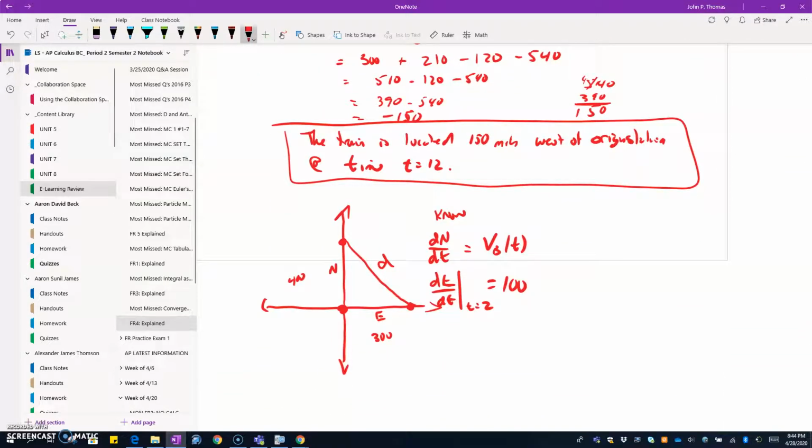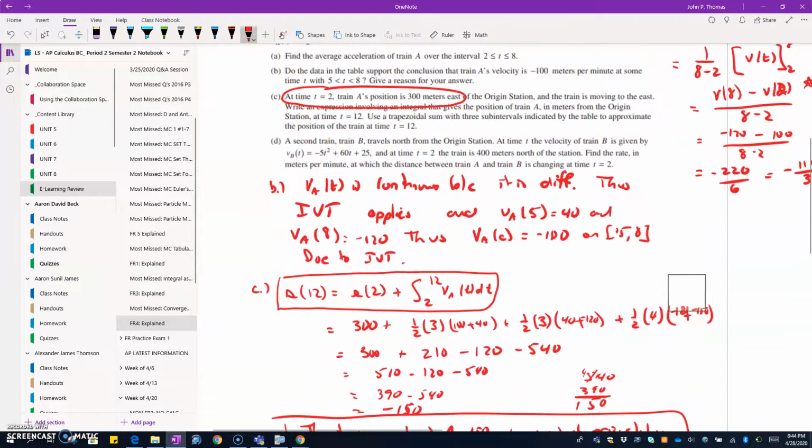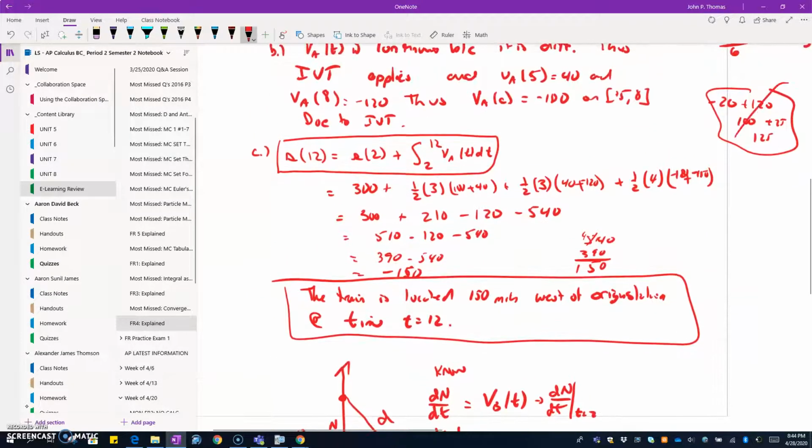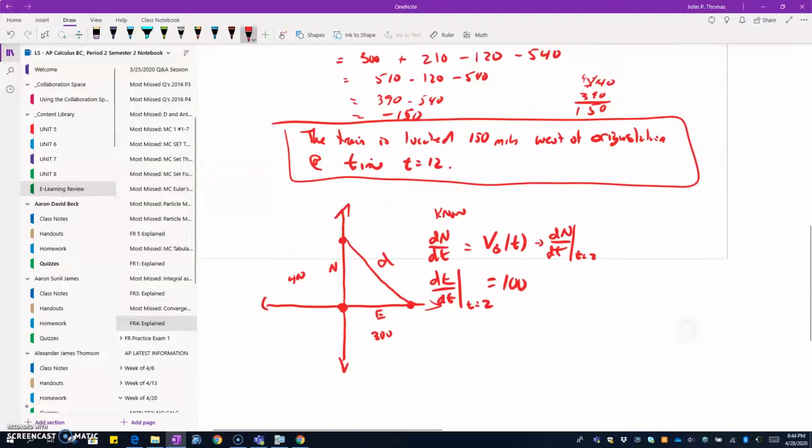Now we're concerned about time 2, so I'm going to go ahead on this first piece and say dN/dt when t equals 2, and I'm going to calculate that in the equation. So I've got 2 squared, which is 4, 4 times negative 5, which is negative 20. And then I've got 60 times 2, which is 120, so that's now positive 100, and then plus 25, so we have 125. Just a little scratch work off to the side. Don't need the graders to look at that, so I've got 125 for that value.